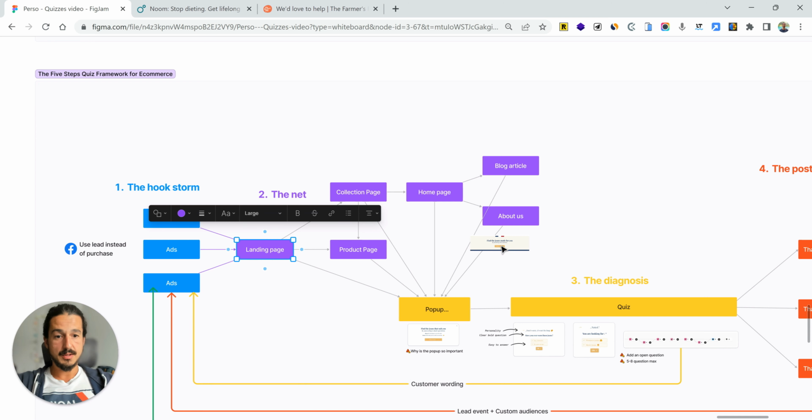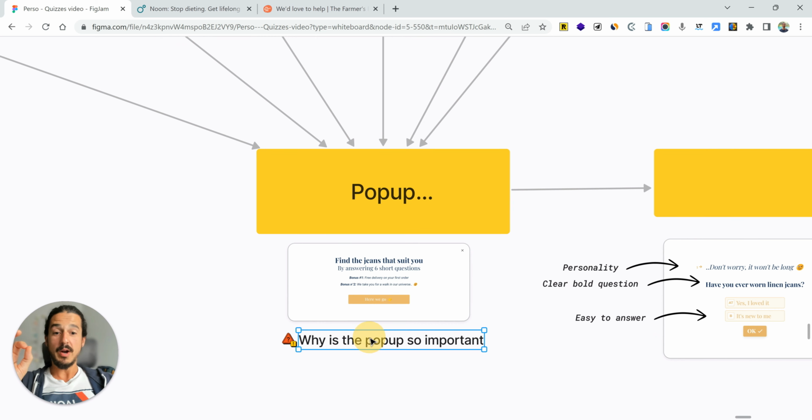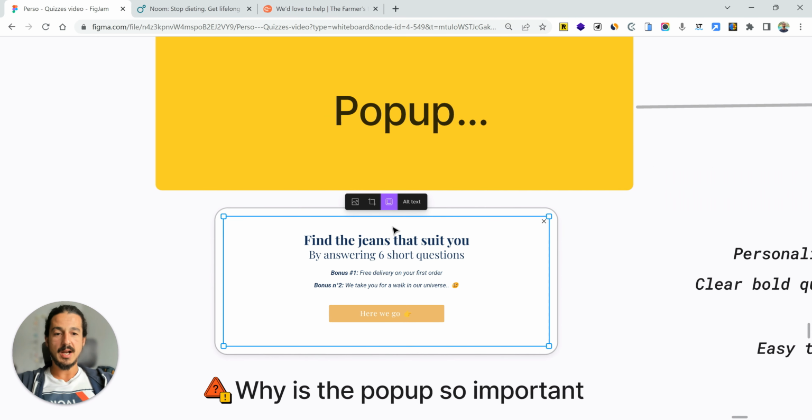What happens when they click on the call to action? It opens a pop-up. And this pop-up is really important. Why is the pop-up so important? It is because in this pop-up, we are going to tell them what is the next step. And that is something I really encourage you not to skip, because when you say someone take the quiz, fine, they know it is a quiz, but it is so much better when you say, hey, here are 6 short questions, and that is what you will get.